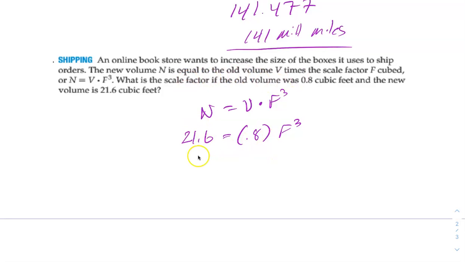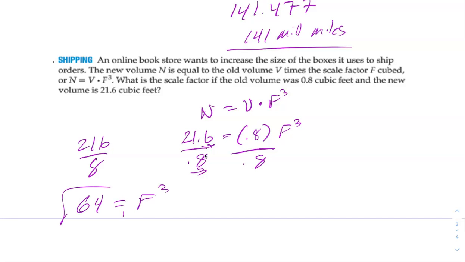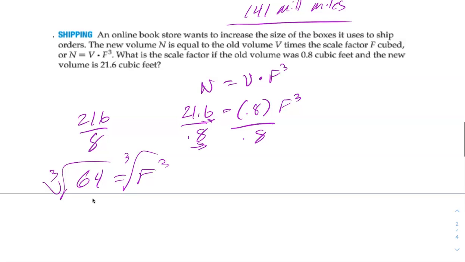Again, I just have to divide by 0.8. A little trick if we want to do this by hand: just move the decimal over, so I move it over here also. So it's 216 over 8, which should be 64. So that's 8 cubed, so 64 equals f cubed. And then we take the cube root. Whatever the root is, you have to do the opposite. So the cube root of 64 is 4. So there we go. That's the scale factor. That's the worksheet.